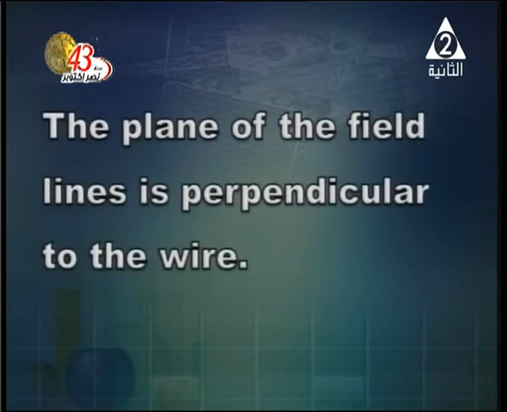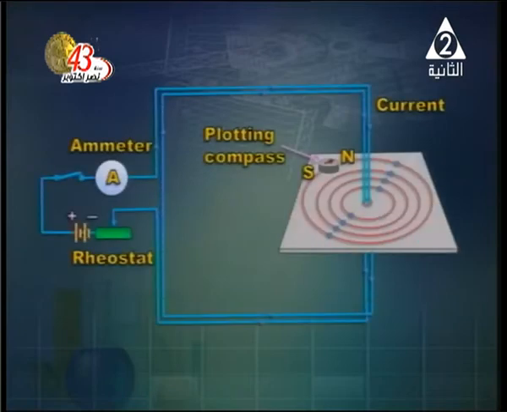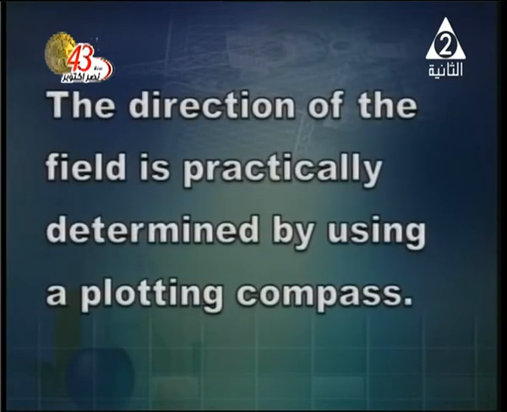The plane of the field lines is perpendicular to the wire. This is very important, and it is shown in front of you. The field is composed of concentric circles. They are crowded near the wire. They widen apart as we move away from the wire. The plane of the flux lines is perpendicular to the wire. The direction of the field is practically determined by using a plotting compass.